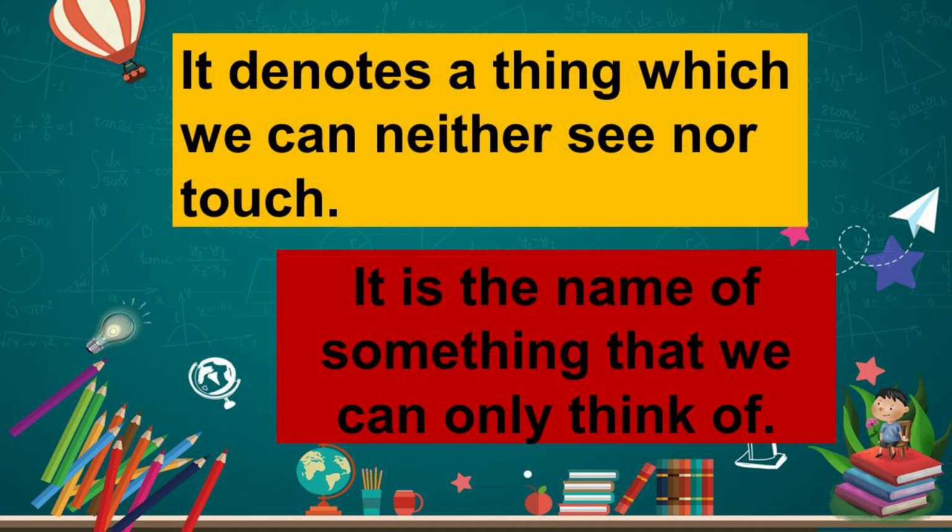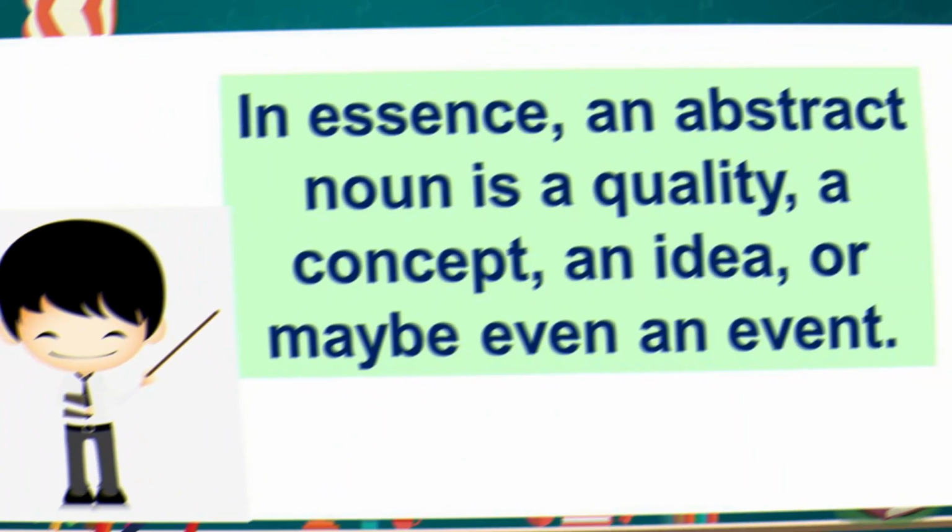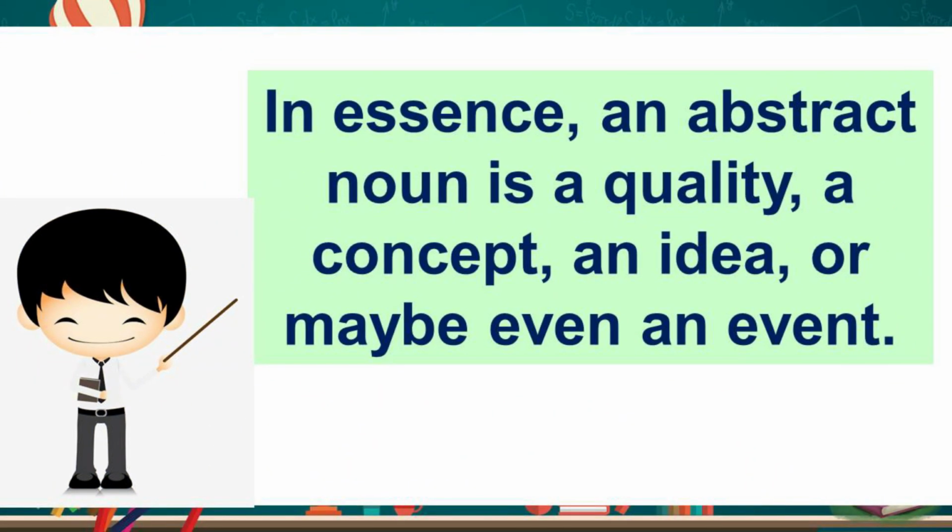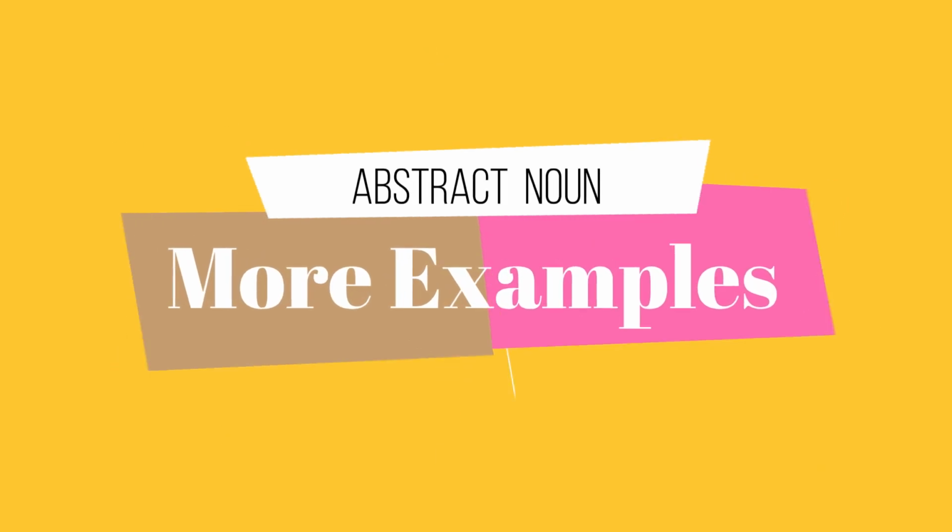It is the name of something that we can only think of. In essence, an abstract noun is a quality, a concept, an idea, or maybe even an event. Now, how to use them? Check out the following example to have greater understanding.